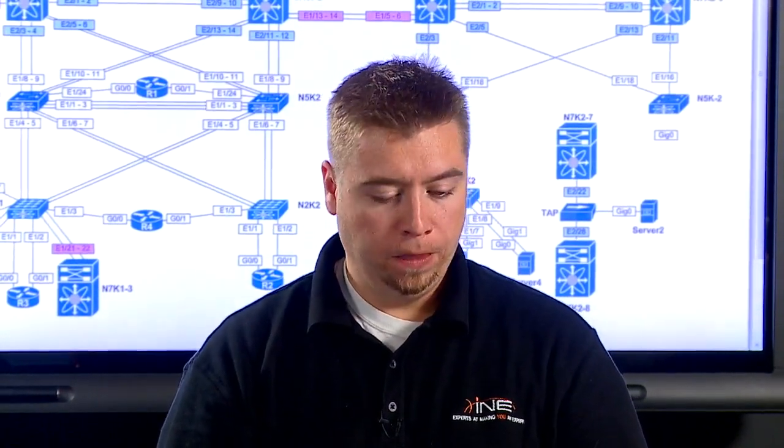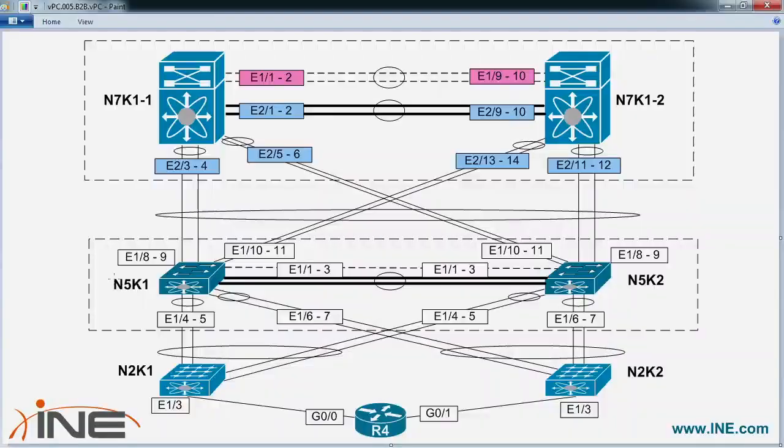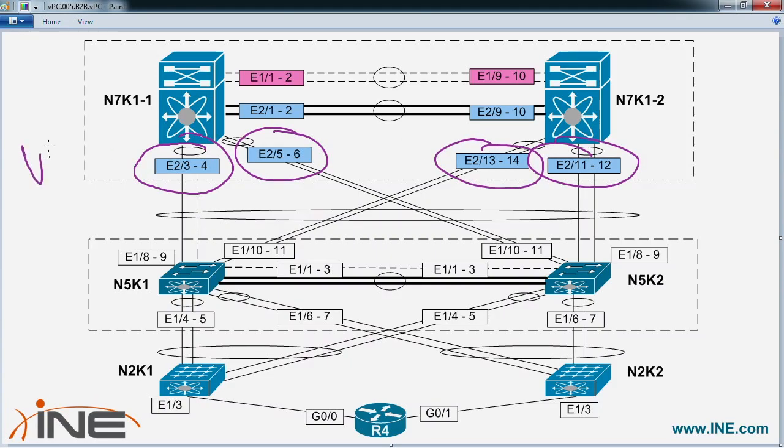Okay, so now we're ready to actually configure the member ports. The peer link is up. Specifically in this case, the member ports are basically going to be everything. So these two, these two, these two, and these two. We'll say that this is VPC 5, going down to the 5Ks.